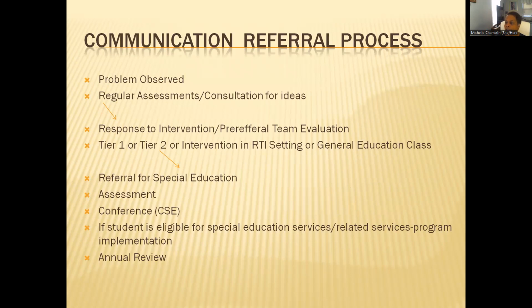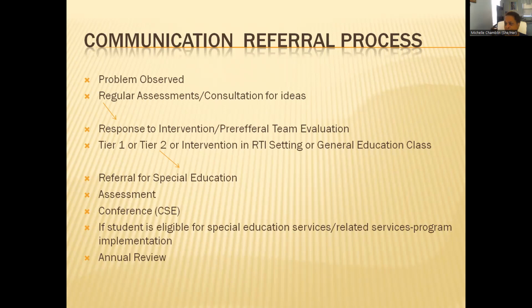need to employ communication and collaboration and effective skills. There is a problem observed. So whether that be by the parent, by any person, by a teacher, the student is experiencing a problem, the problem is observed, and usually that becomes the first step in the referral process. There is a problem.